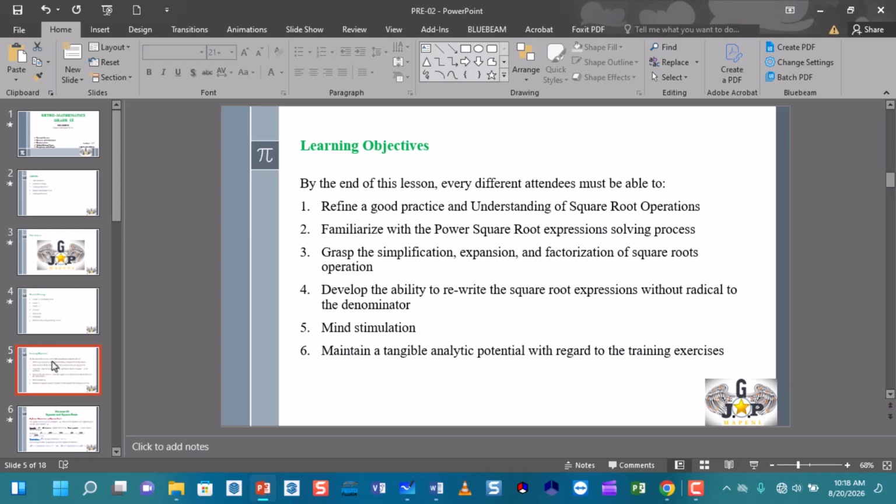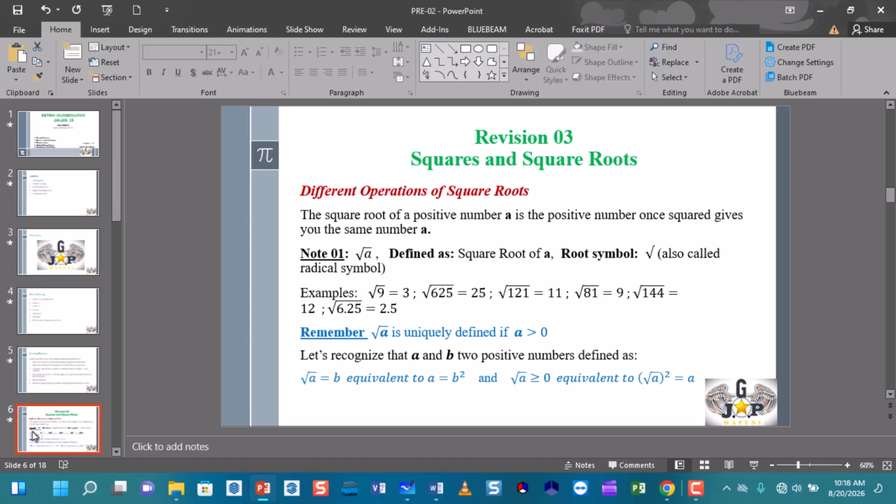And the last point: maintain a tangible analytic potential with regard to the training exercises. Be able to solve training exercises, because at the end of each and every chapter there will be a training exercise session. That's where you test whether you were able to understand the lesson and grasp the deeper context of the lesson conveyed to you. So yeah, let's go for it now.